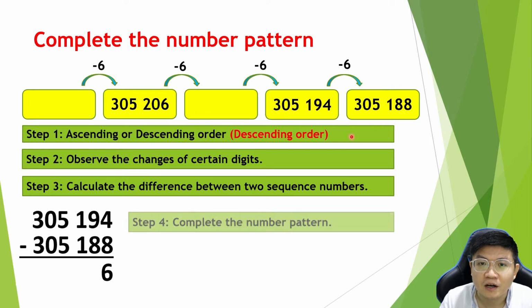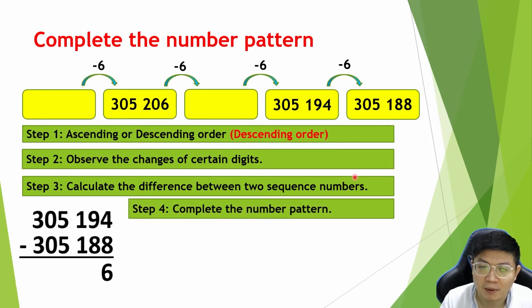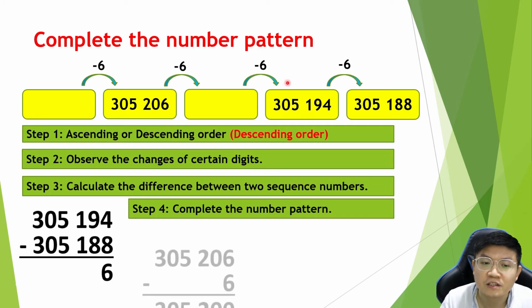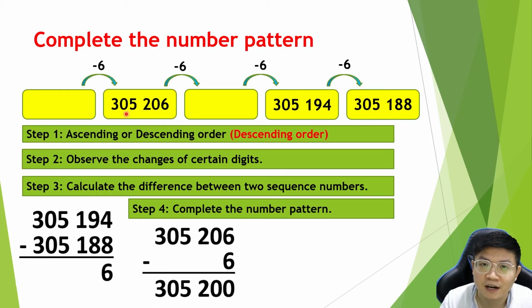Right, now I need to complete the number pattern. Okay, I will be starting from this slot first, the third slot. Right, in order to get that, I'm taking 305,206 minus 6, and I can get that slot, 305,200.